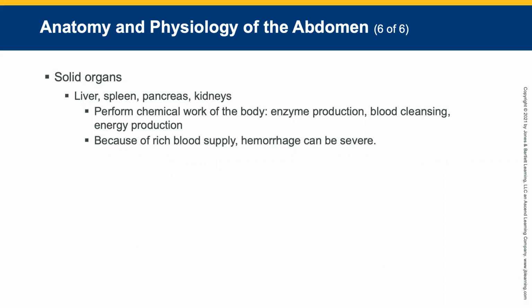The retroperitoneal space is in the posterior aspect of the abdomen, and it's going to be behind the peritoneum. This contains the kidneys, uterus, urinary bladder, and the majority of the pancreas.